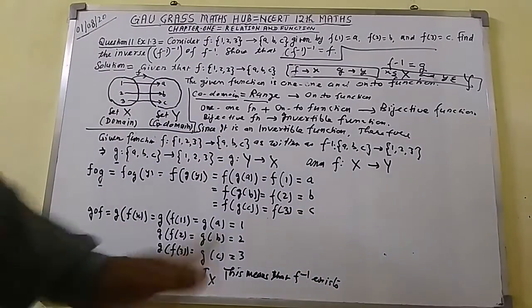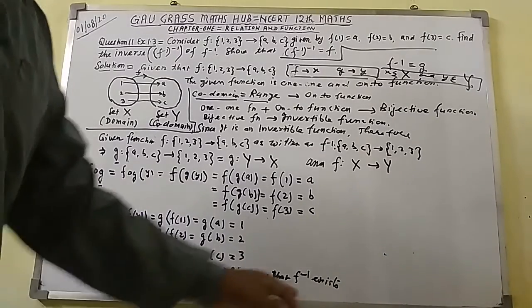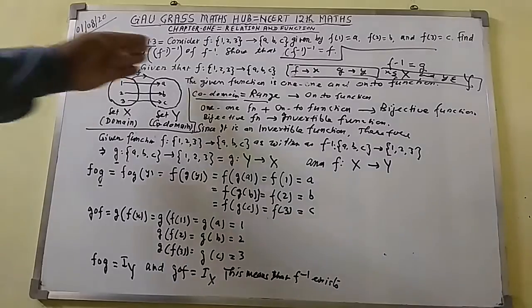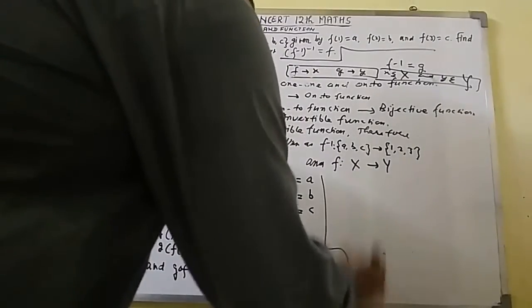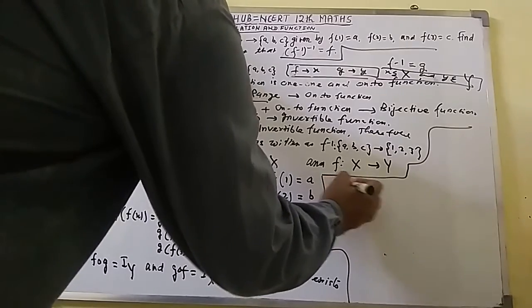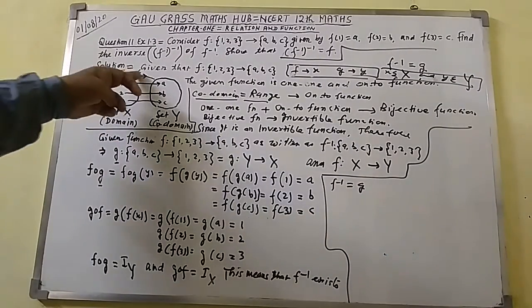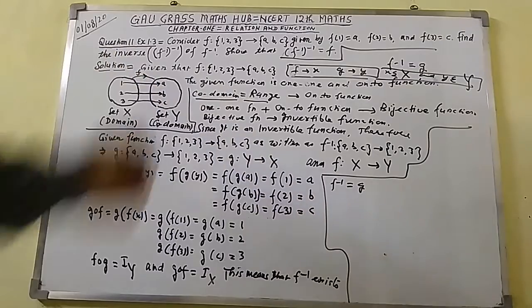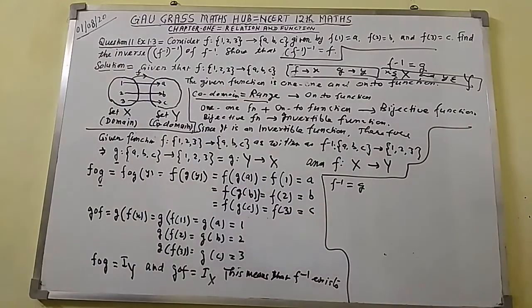This means that F inverse exists. So how have you proved here that F inverse exists? Here you can see F inverse exists, so this F inverse is equal to G. F inverse, this is the formula, F inverse is G. F inverse exists because F is a bijective function. This is a bijective function. That's why F inverse exists here.